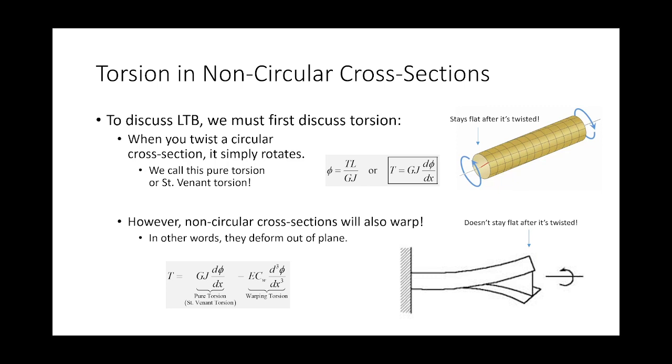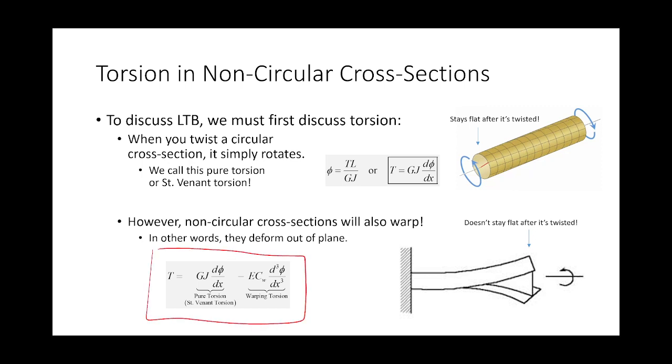The reason is that circular cross-sections do not undergo what's called warping. What warping means is that if I take this circular shaft and I twist it, this face stays flat. It does not warp in and out of the plane. But I-beams, that's not the case. If I take an I-beam and I twist it, it actually deforms in and out of the plane. That's called warping, okay? So, a more general relationship for torsion in a general cross-section would be something like this.